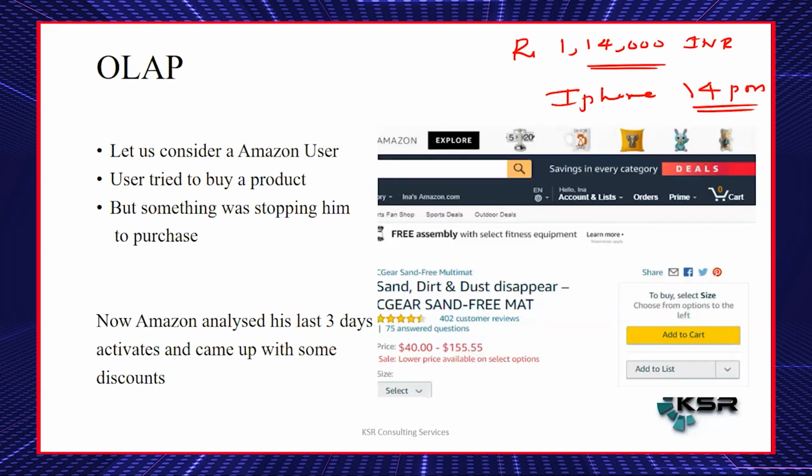Now, when I had this value in my mind, I was just thinking, should I really spend this much? This is the first thought I had. Okay. And of course, I thought it's a brand.